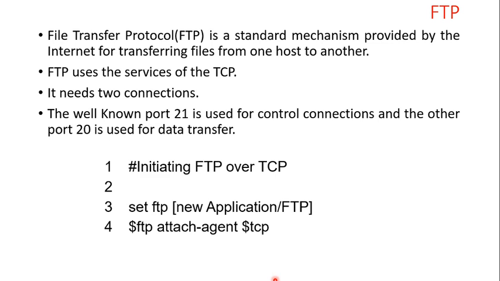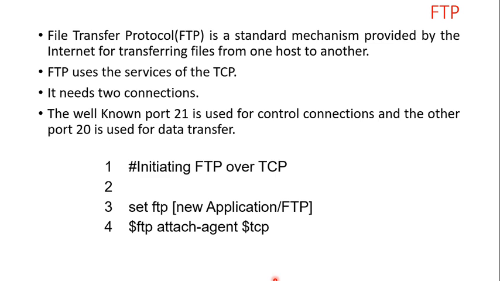And as it requires two connections, why does it need two connections? In the sense, one connection for control transfer, and the other connection for data transfer. As it requires two connections, it requires two different ports. 20 and 21 are the constant port numbers used by the FTP, wherein port number 20 is used for the actual data transfer, and port number 21 will be used for the control connections.